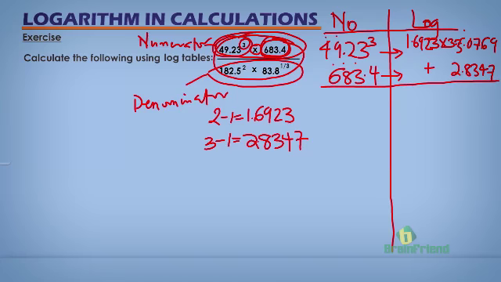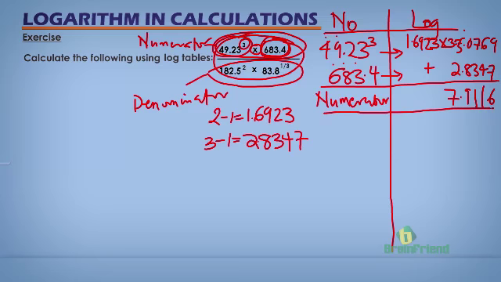If we add, therefore, 5.0769 to 2.8347, that would give us what? That would give us 7.9116. That value is our numerator value.